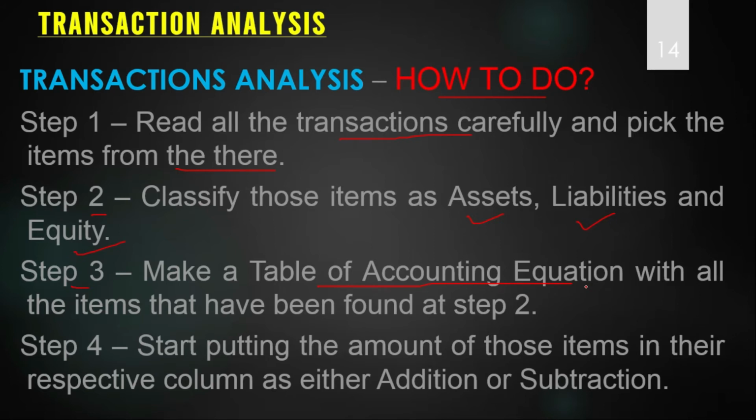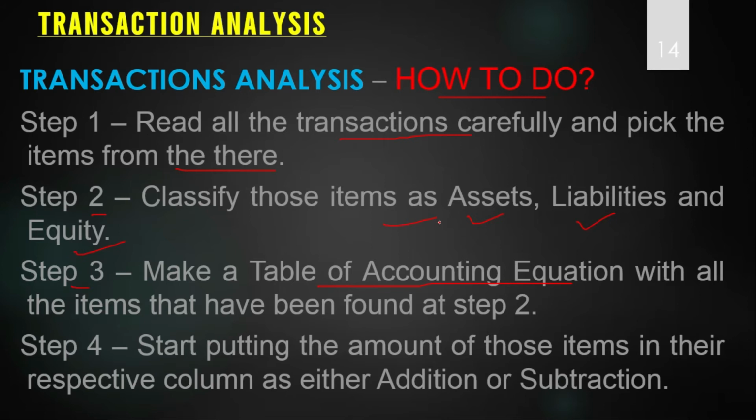In this table, first prepare the three major columns. In the three major columns, the first column will be the assets, the second column will be liability, and the third column will be of equity. Under the three major columns, make the different columns of the items that you have found and classified at step 2. At step 2, you have classified several items under assets, some items under liabilities, and some items under equity.